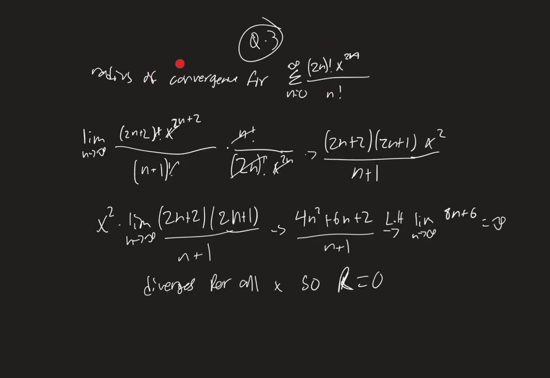Here it's asking us to find the radius of convergence for this power series. So you would do the limit as n approaches infinity of a sub n plus 1 over a sub n. So this is a sub n plus 1, and divided by a sub n means times 1 over a sub n. So you just get the reciprocal of this one. You cancel out these terms and you're left with 2n plus 2 times 2n plus 1 times x squared over n plus 1. You can move the x squared outside since you're only finding the limit of n.